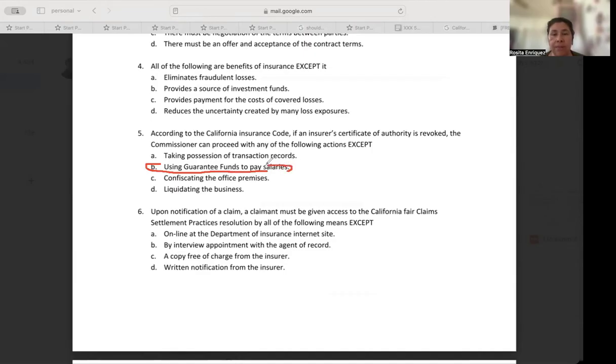So if the insurer's certificate of authority is revoked, the commissioner can proceed to do all of those except using guarantee funds to pay salaries. He cannot do that. Okay, so let's go to number six.